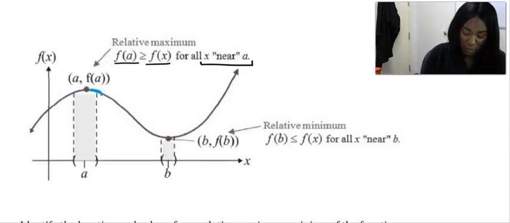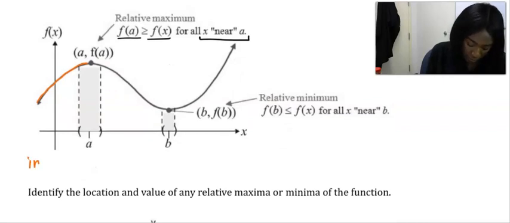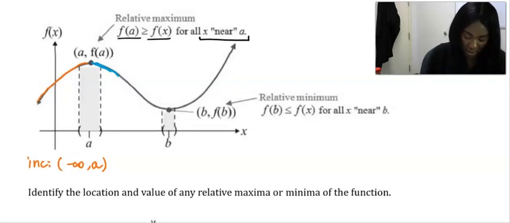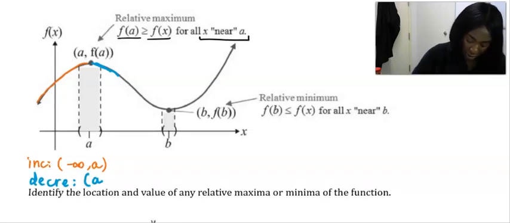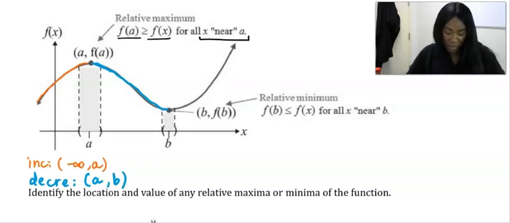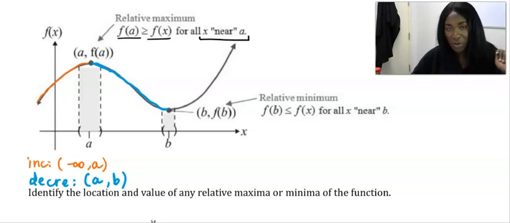Another way to think about relative maximums and minimums is notice that this function was increasing on the interval from negative infinity up until it got to that x value of a, and then it started decreasing once it got past a. It decreases all the way from a to b, so I'll just stop this decreasing interval at b. But what's important there is that when a graph switches from increasing to decreasing, you have a relative maximum.